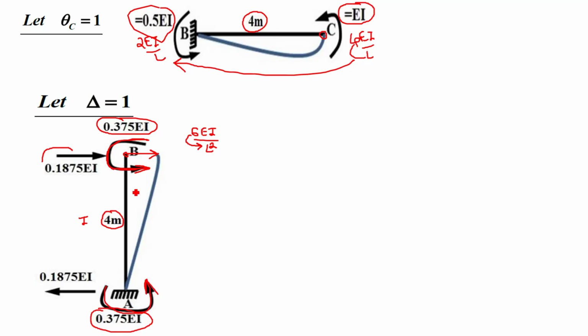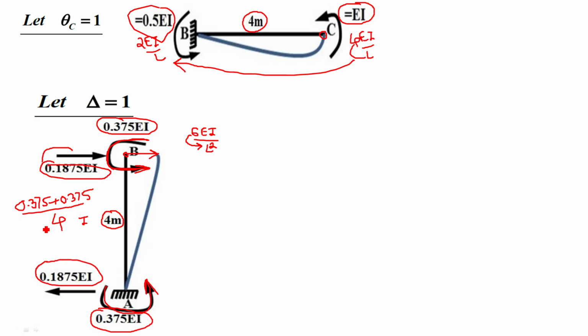Now the reactions because of moment. Reaction because of moments is equal to sum of moment divided by span. What is the sum of moment? Both the moments are anti-clockwise, so plus 0.375 plus 0.375, that is the sum of moment at A and B, divided by span. Span is equal to 4. So the answer is 0.1875 EI. These are the values of reactions.